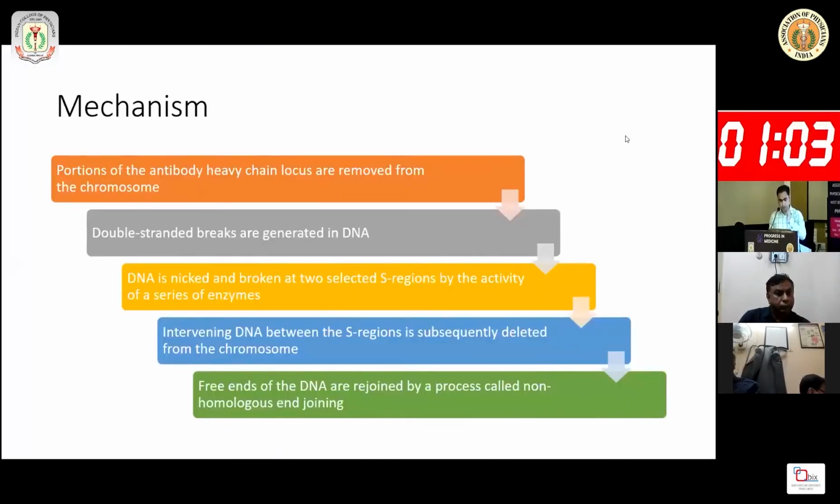Now, this is the mechanism in short. Portions of the antibody heavy chain locus are removed from the chromosome. Double-stranded breaks are generated in DNA. DNA is nicked and broken at two selected S regions by the activity of a series of enzymes. Intervening DNA between the S regions is subsequently deleted from the chromosome, and free ends of the DNA are rejoined by the process called non-homologous end joining.